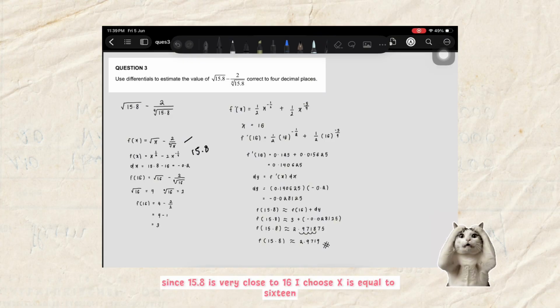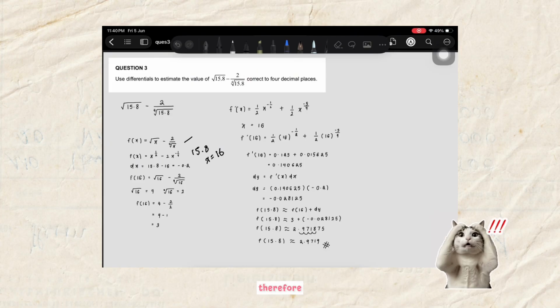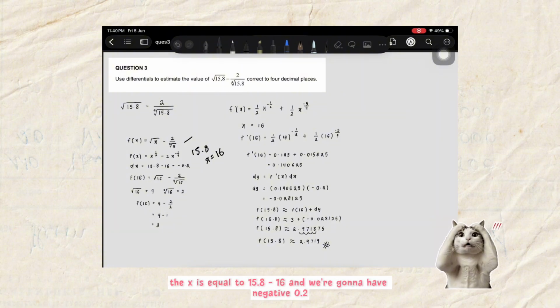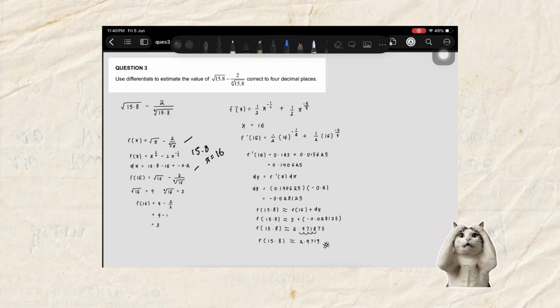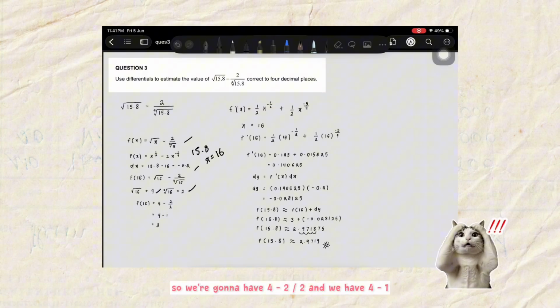Since 15.8 is very close to 16, I choose x equal to 16. Therefore, dx is equal to 15.8 minus 16, which is negative 0.2. Next, I will find the value of the function at x equal to 16. So f of 16 is equal to the square root of 16 minus 2 divided by the fourth root of 16. The square root of 16 is 4 and the fourth root of 16 is 2. So we have 4 minus 2 divided by 2, which is 4 minus 1, so the answer is 3.